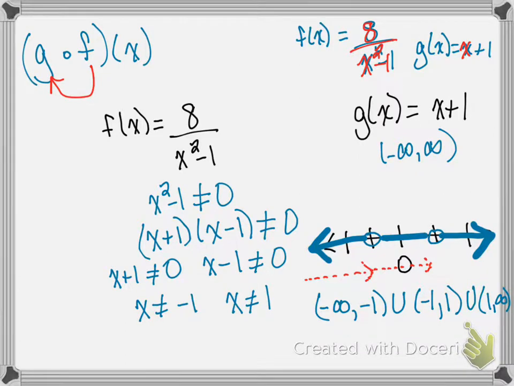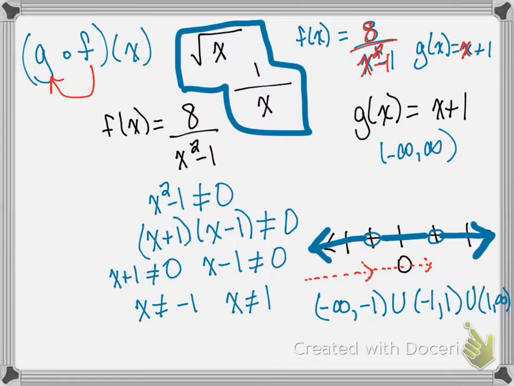So you only have to do that when it's a square root or something like that. The only time that you have to limit your domain is when you have the square root. So when you've got an x inside the square root, or you've got an x in the denominator of a fraction. These are the only two times that you have to limit your domain.